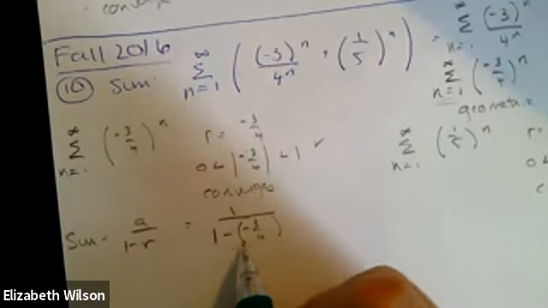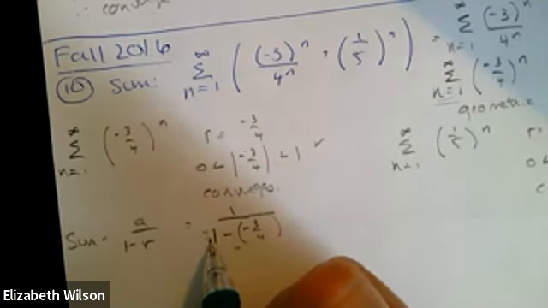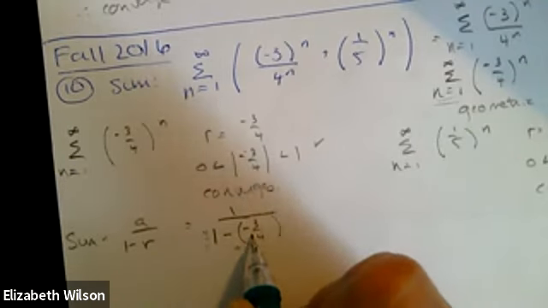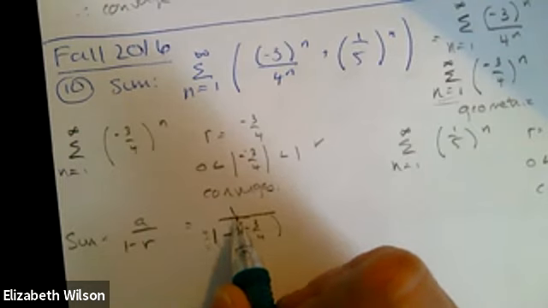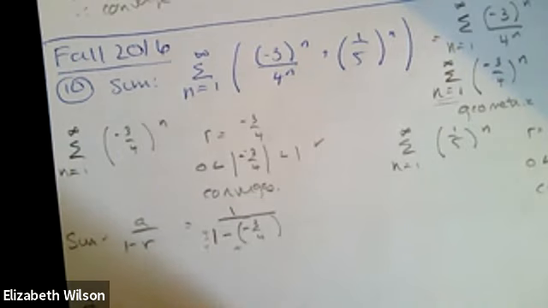Okay, so this becomes 1 plus 3/4. So keep that in mind. Be very careful when you're doing this. So 1 plus 3/4, this is 4/4 plus 3/4, which becomes 7/4. Okay, so this is 1 over 7/4, which is actually equal to 4/7. And I need to subtract out my 0th term.